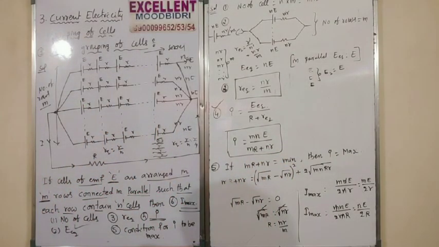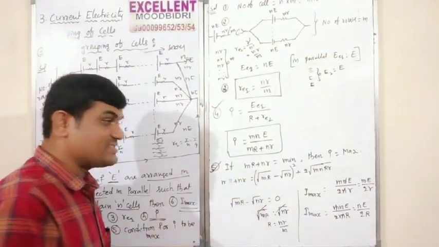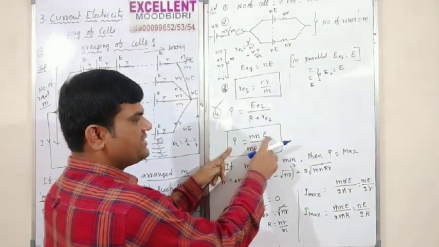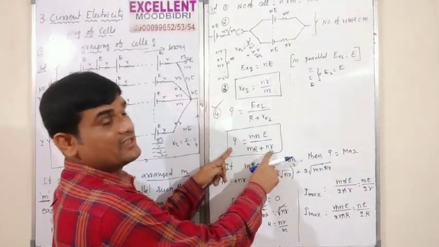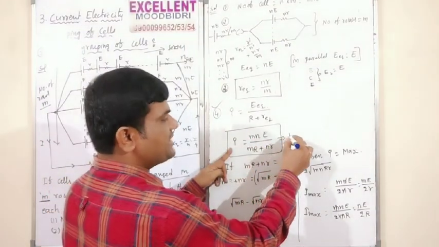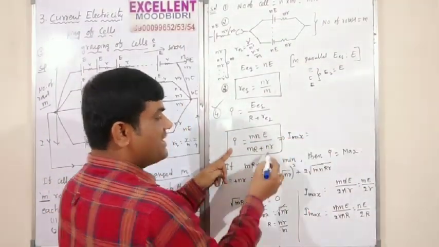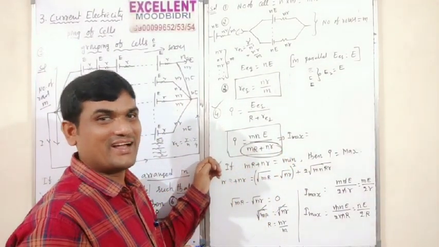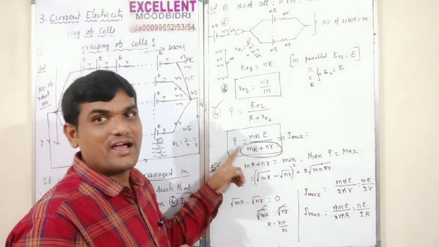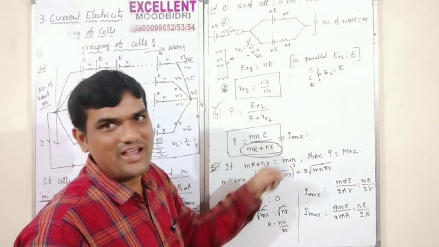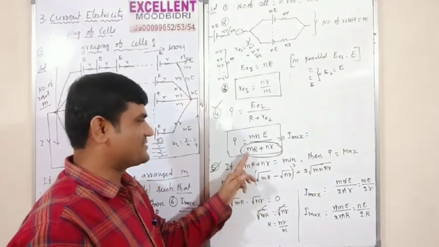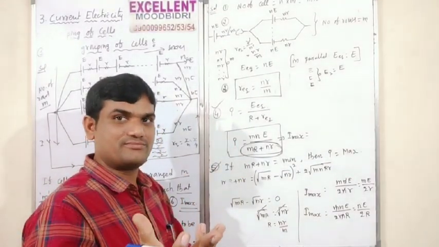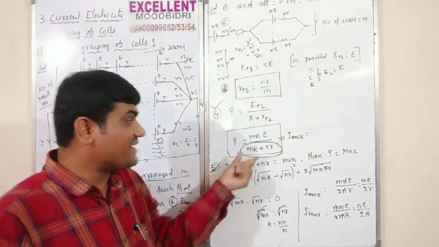Very, very important. Next, last question, fifth question. What is the condition for maximum current? This is the current formula: I is equal to MnE by Mr plus Nr. Now I want I to become maximum. I max is required, which means the denominator value must be less. If this value is less, what would happen? The I value becomes maximum. Correct, Ranga? Yes. So if the denominator value is less, I value becomes maximum. So what is the condition?